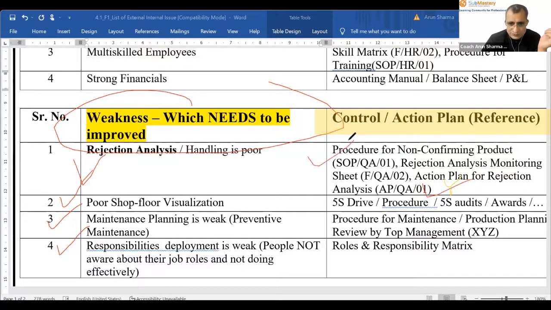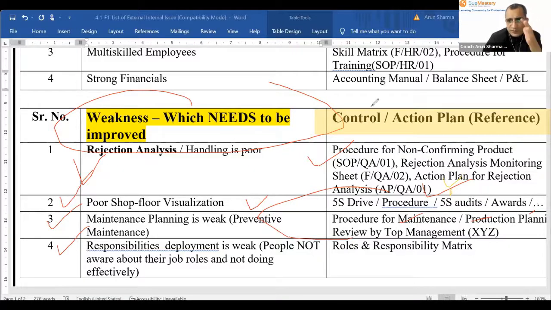What's the procedure? Okay, shop floor visualization is poor, then you can have some 5S drive, procedure, 5S audit, awards, you can give the reference. So how you make sure that the shop floor visualization should not remain poor. If you identify the shop floor visualization not good, then just identification is not enough. You need to show the action plan, what you are doing, so that you improve your shop floor visualization.